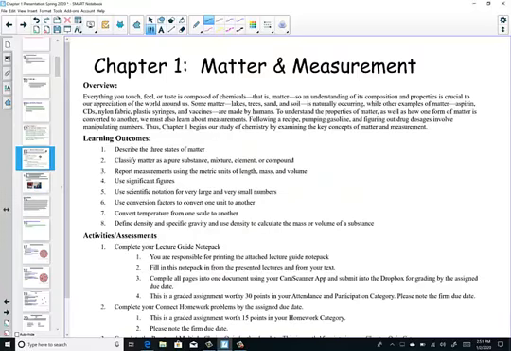So Chapter 1, it's called Matter and Measurement, and it truly is a topic that all general chemistry classes start with. And here's our overview, and I've taken this exactly from our e-learning module, so that's why the print seems so small, is that I just copy and pasted it from the overview section in Chapter 1. But it reads: everything you touch and feel or taste, it's all composed of chemicals. We know that matter is anything that occupies space and contains mass.